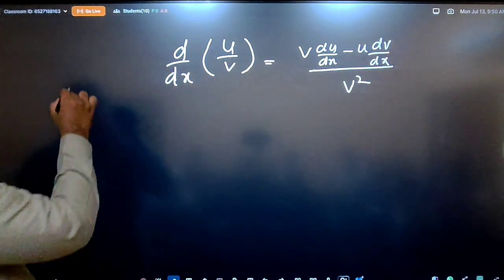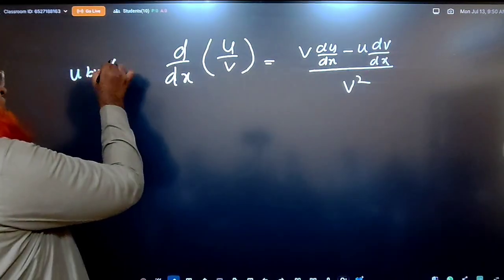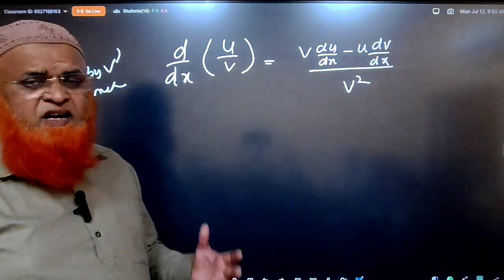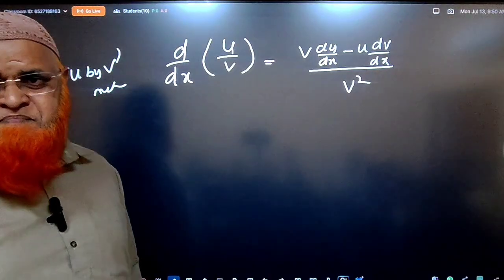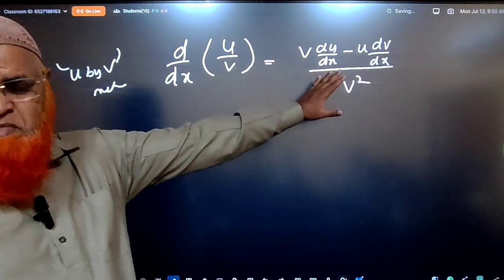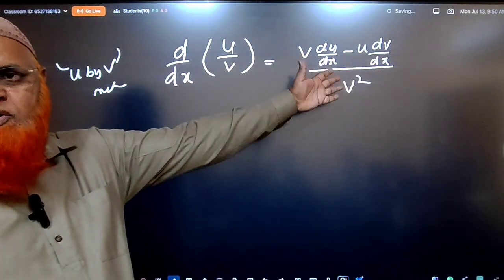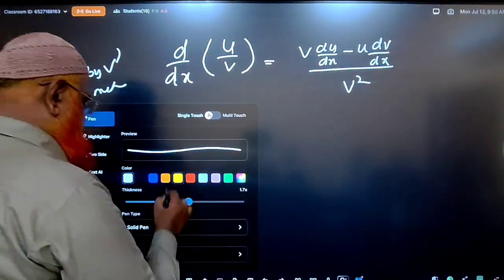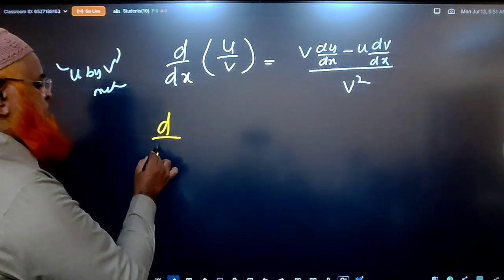We call it the u by v method. So when there is a differentiation, how to find out the differentiation in the case of division? We have to use this formula. And you might be getting a doubt, how do you get this formula, sir? See, this formula is a derivation from the formula which is called the UV method.